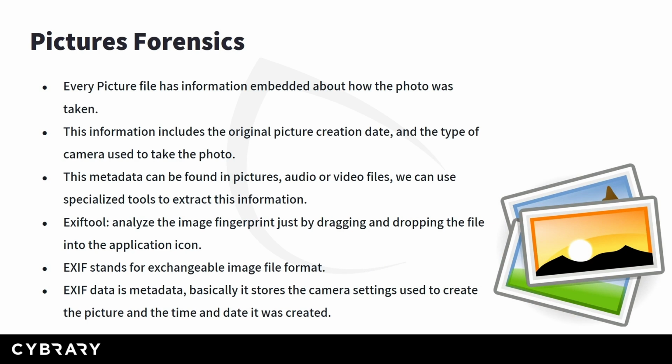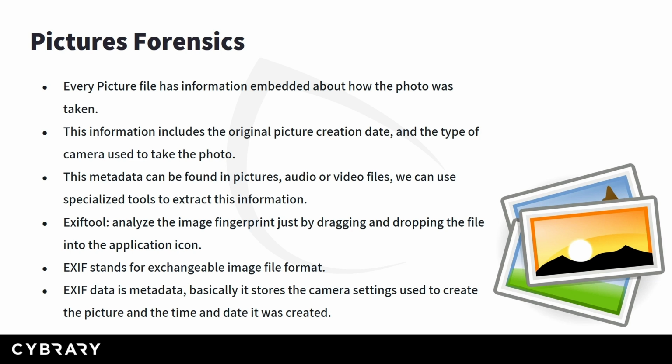Every picture file has information embedded about how the photo was taken. This information includes the original picture creation date and the type of camera used to take the photo. This is very important for the cases where we can link a picture to a crime scene or to a device found in the crime scene. This metadata can be found in pictures, audio, or video files. We can use specialized tools to extract this information.